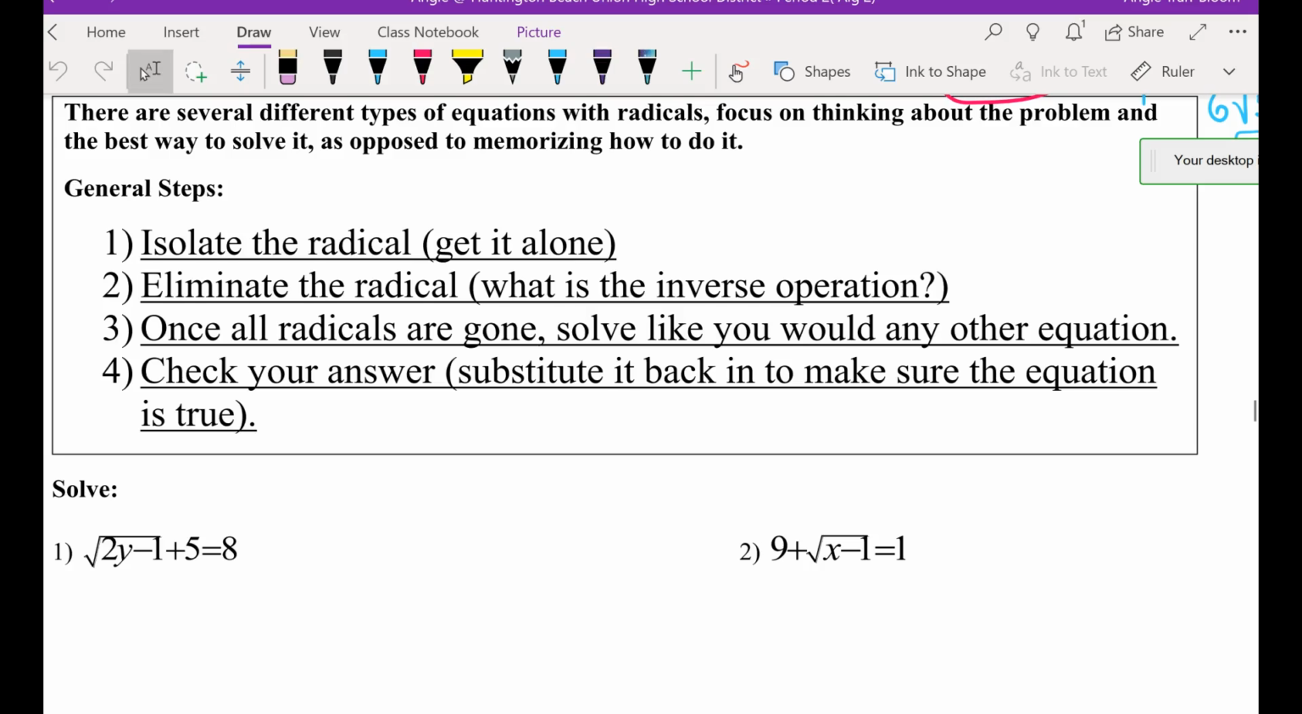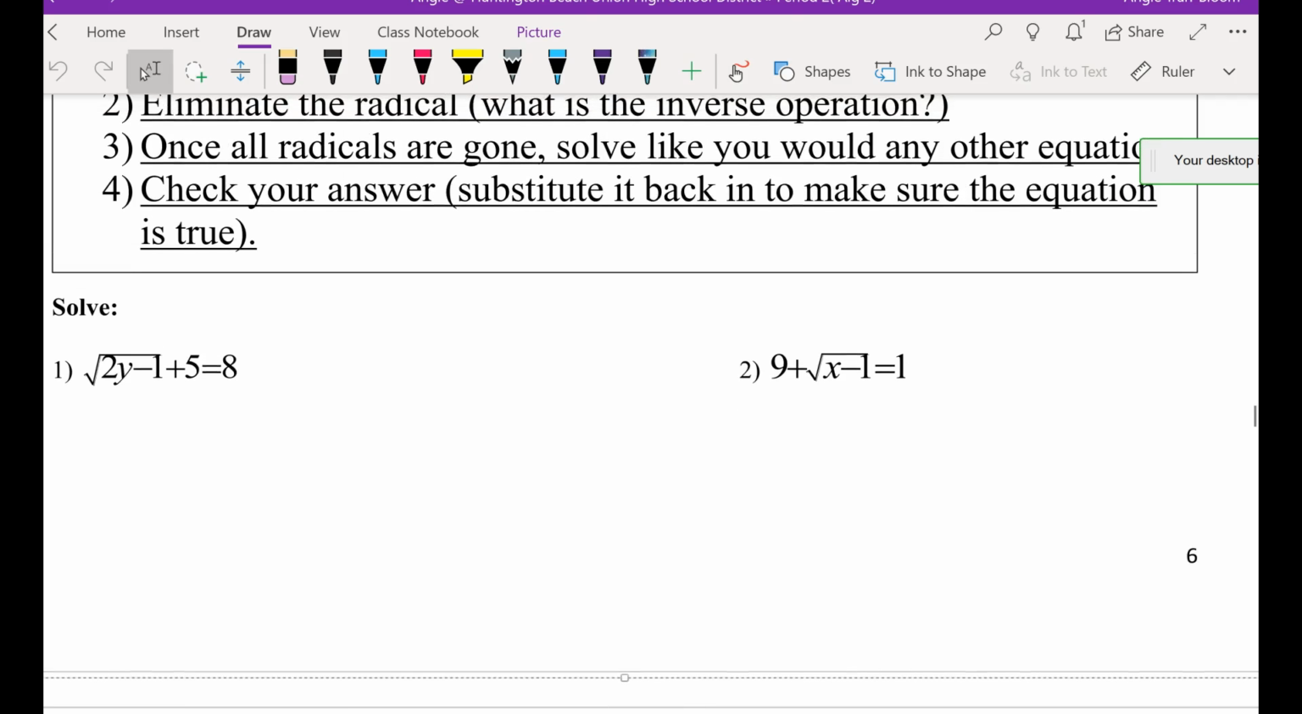Okay. Solve. That means you're finding what the variable is. So step one, you're supposed to get the... No, we're not doing absolute. The radical all by itself. So Dylan, what do you want to move to get the radical all by itself? 5. Yes. So subtract 5 from both sides.